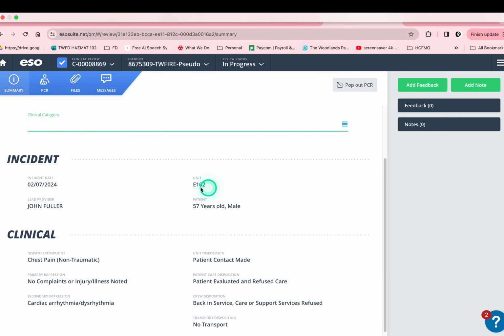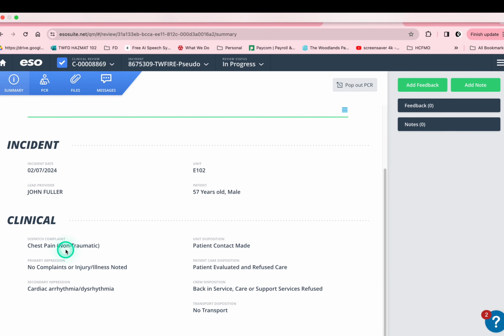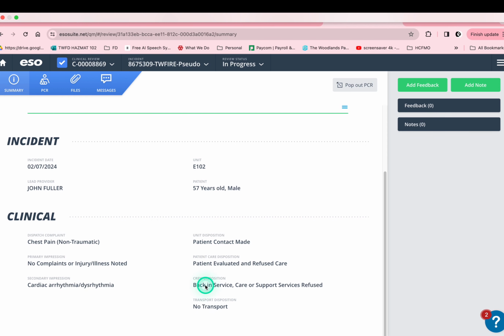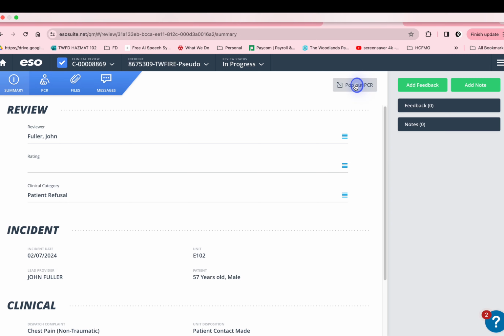It gives us a really quick brief overview of the incident. Clinically, what did we find? So we can look on here really quick and just see, hey, we did a refusal and no transport. So I would come up here and mark this as a patient refusal, and I continue reviewing your call. So now we're going to pull up the pop-out PCR.